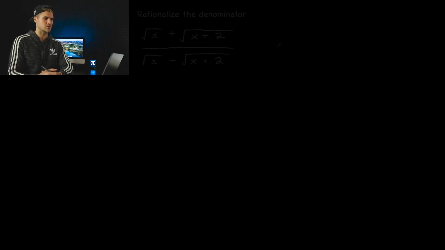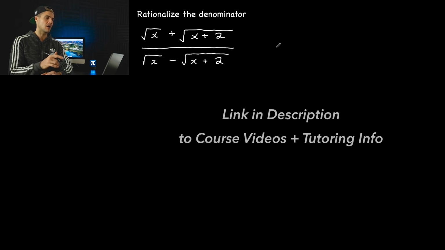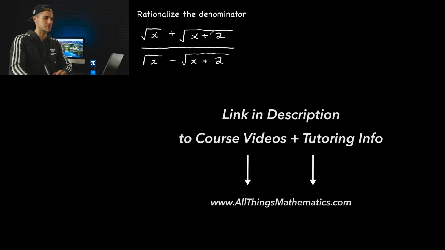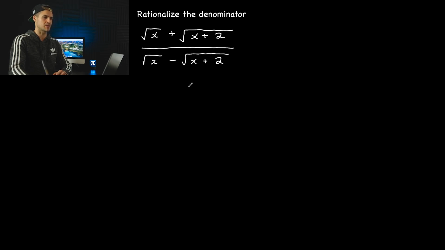Here we have to rationalize the denominator of this expression. So we have the square root of x plus the square root of x plus 2, all over the square root of x minus the square root of x plus 2.